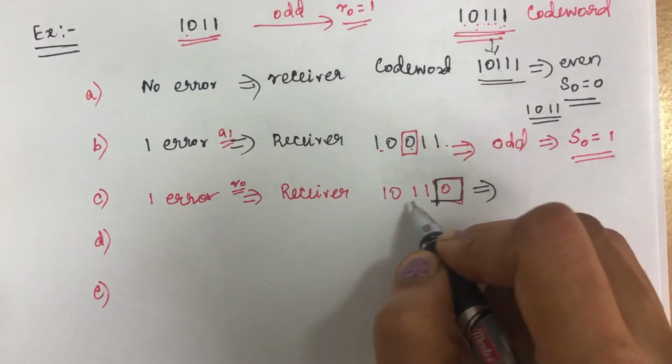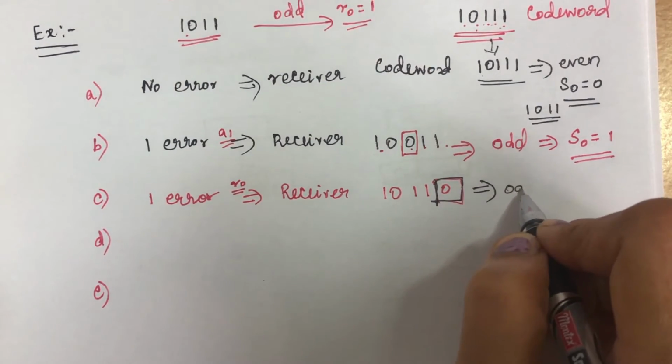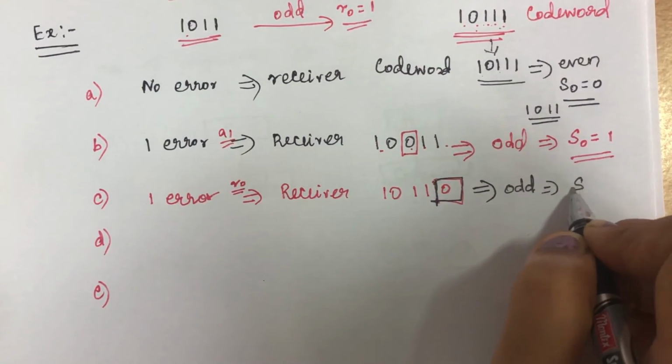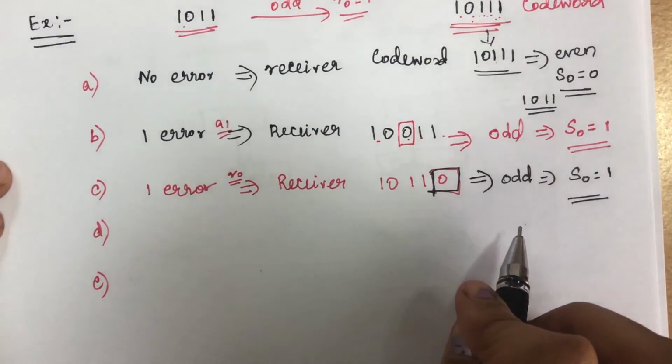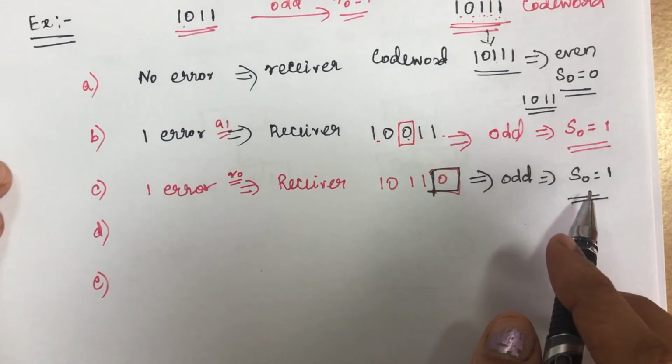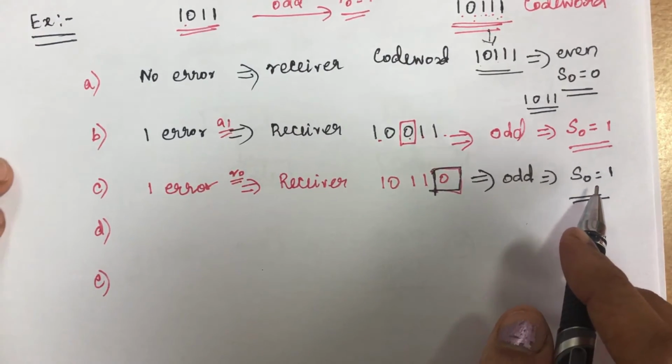So now it will again check, and the number of ones is odd. So again S0 will be set to 1. So this will not be accepted; it will discard the transmission.